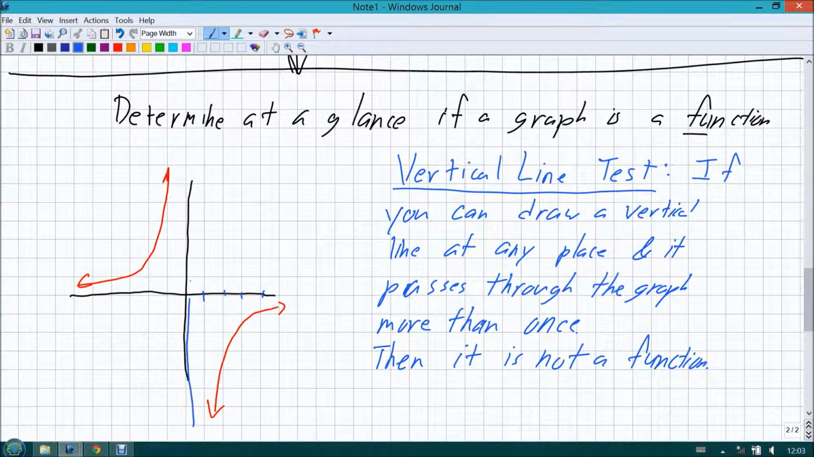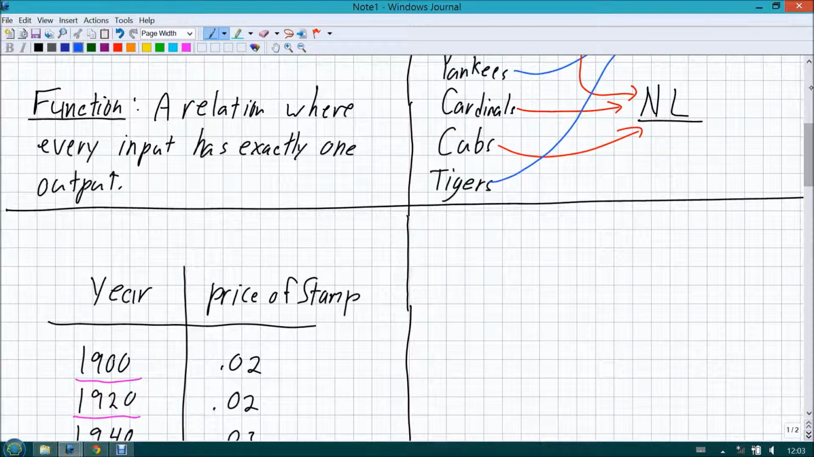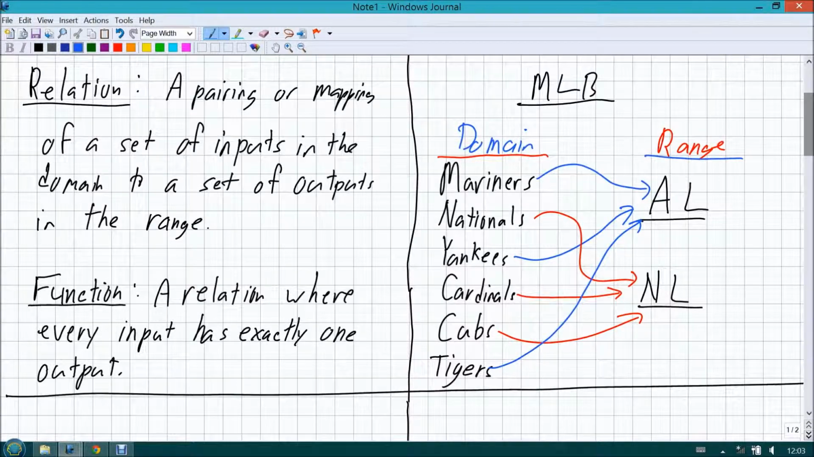What does it say about when it doesn't pass through the graph at all? Well, according to the definition of a function, it says a relation where every input has exactly one output. So you would want to say, no, it's not a function. But here's the problem. If we looked at our first relation, if we looked at the MLB one, did we include every single team in the Major League Baseball? No, we didn't. But it was still a function, right? That was because my domain didn't include all the teams that were in both leagues.